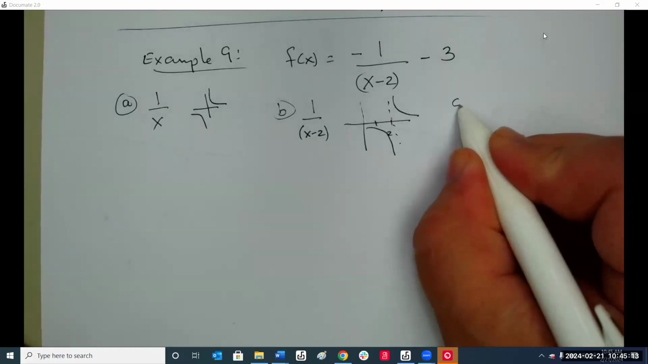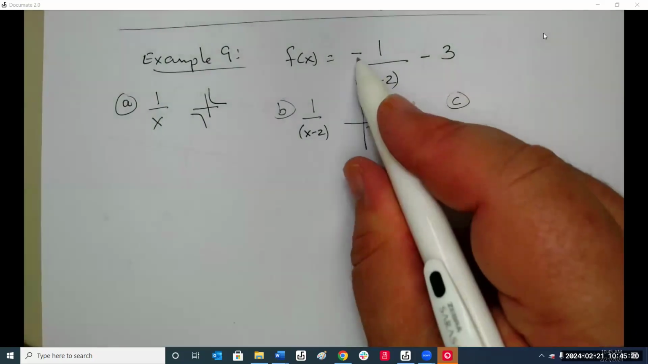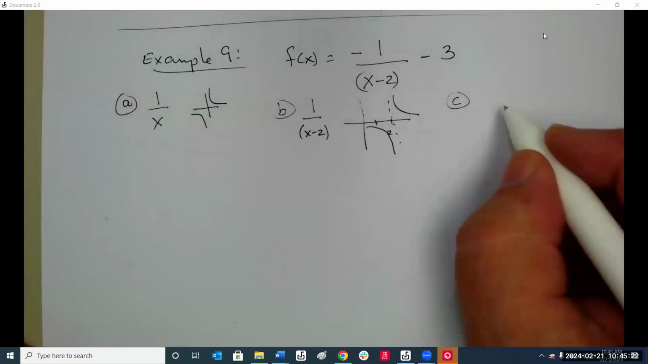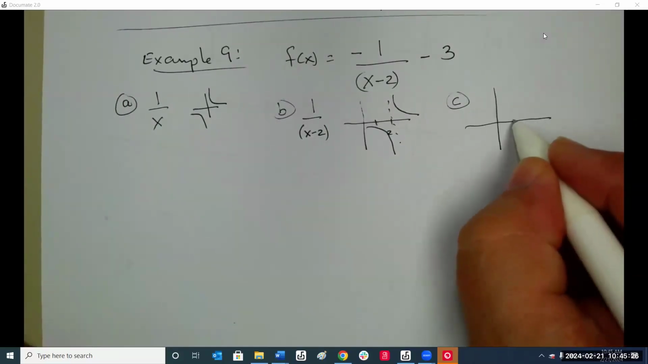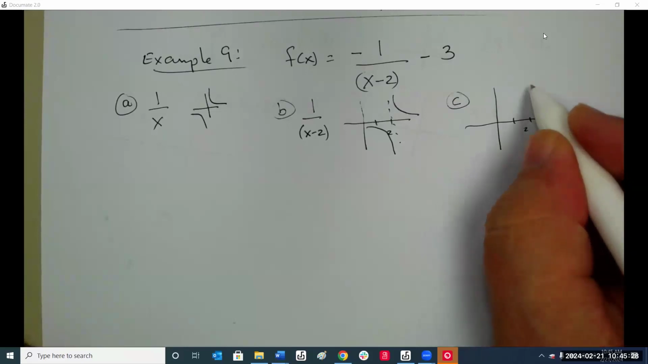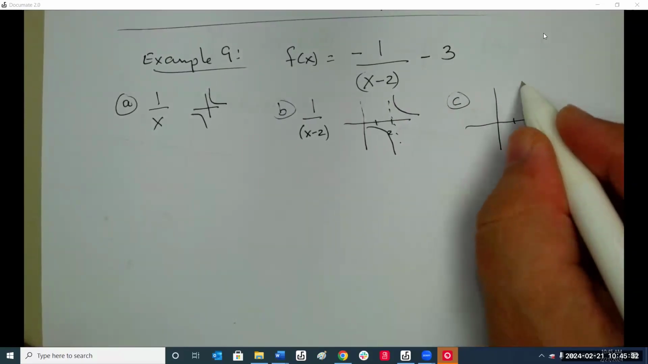Is there a vertical reflection? Yeah, because the whole function is now negative. So what does that mean? It flips across the x-axis.